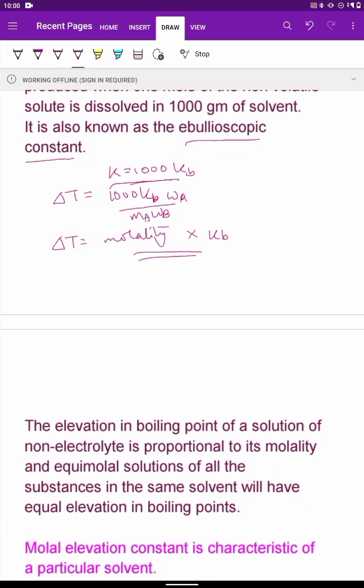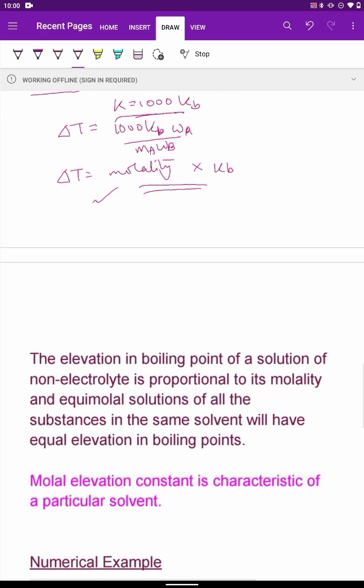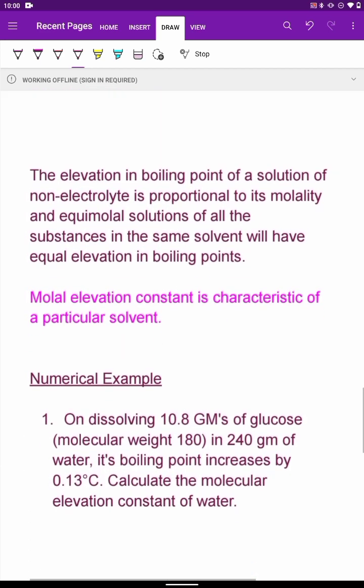So we can say that this molar elevation constant we got is a characteristic of a particular solvent, and the elevation in boiling point for a solution, in case it is a non-electrolyte, is proportional to its molality. We can see from here that equimolar solutions of all substances, if made in the same solvent, will give equal elevation in boiling point. So here the solvent is more important. The molar elevation constant is characteristic of a particular solvent.